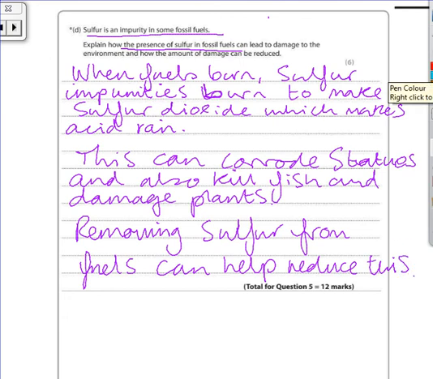We've mentioned plenty of good things in there. We said that it's sulfur impurities. Let me just get a red pen. There we go. Sulfur impurities burn to make sulfur dioxide, which makes acid rain. This can corrode statues and other things such as fish and plants. That's your 5 marks. If we remove the sulfur from fuels, then we can help reduce this.